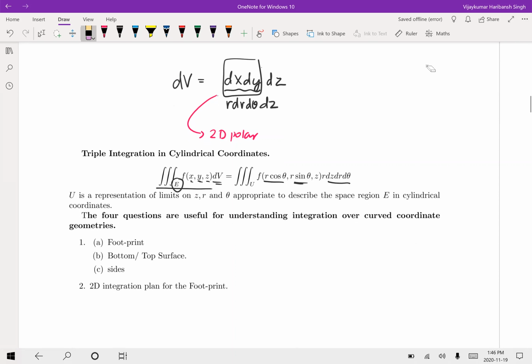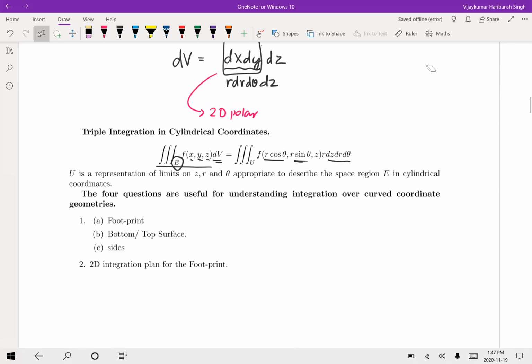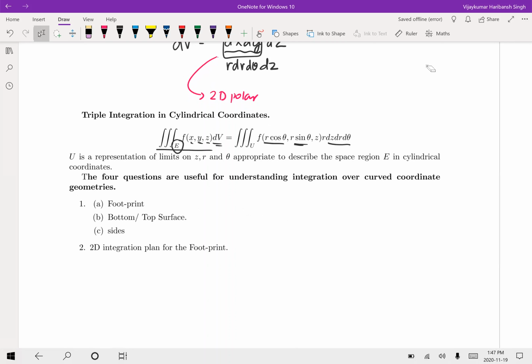So again, how do we go about it? Well, there are 4 important questions we should answer, like we did in triple integrals. Recall, we did 3 things for the geometry. Namely, we understood the footprint, we understood the top and bottom surfaces for the integration, and we understood the sides, and once we had the footprint, we had an integration plan for it. Now let's make this whole process concrete with examples.